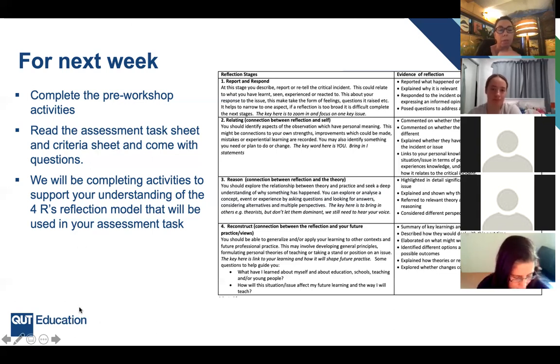So we're going to be completing activities to support your understanding of the 4 R's. We're going to do a lot of work on this. You're going to have the opportunity to reflect on observations that we provide, and you'll also have the opportunity to bring your reflections into your workshops and get feedback about them as well, because it's a very scripted process, so you really need to practice it. I'm not going to go into any more detail about the assessment task. I promised you that I wouldn't. I'm tempted, but I won't.